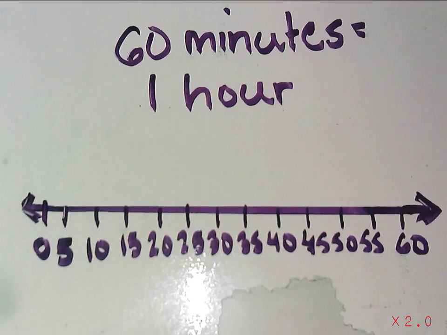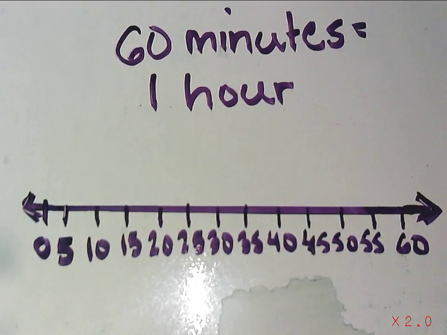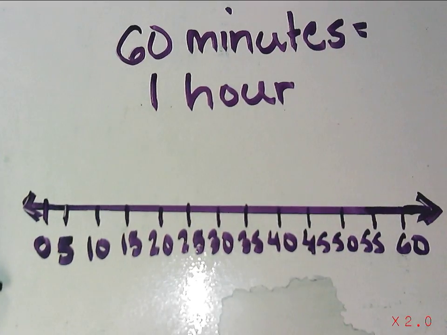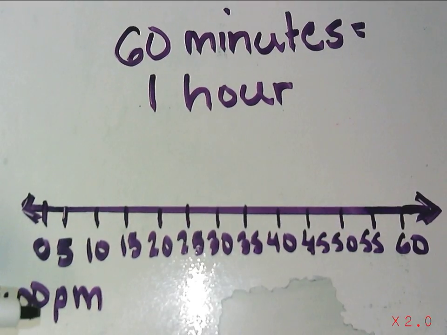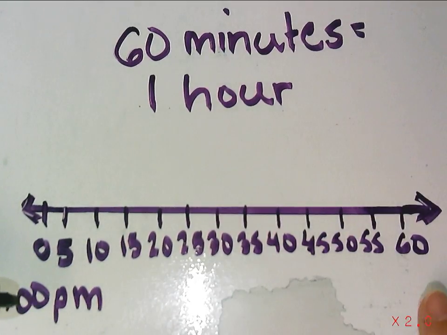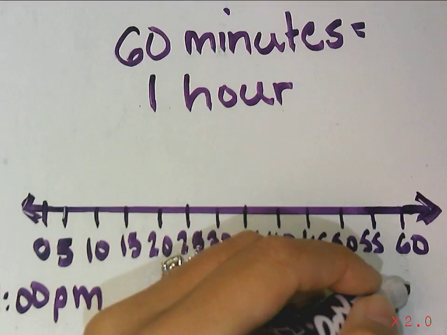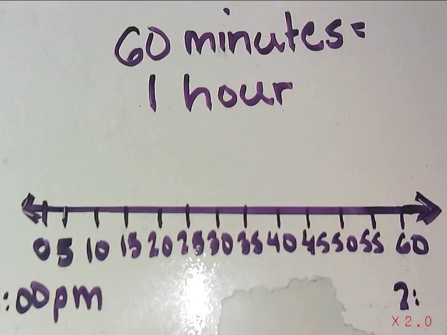Below our 0 tick mark, I want you to write 1 p.m. And right at the 60-minute tick mark, I want you right underneath to write 2 p.m.